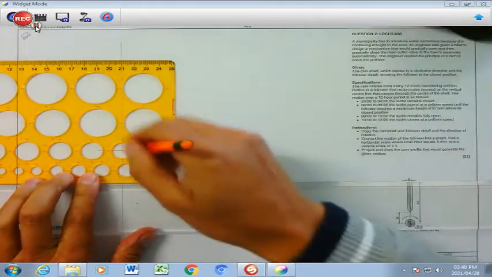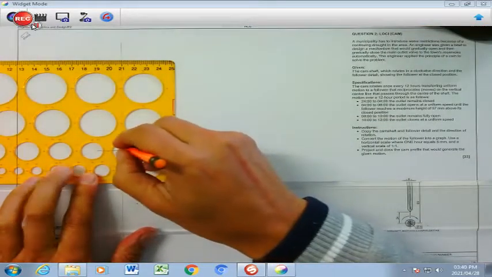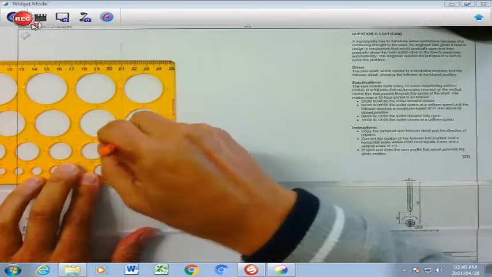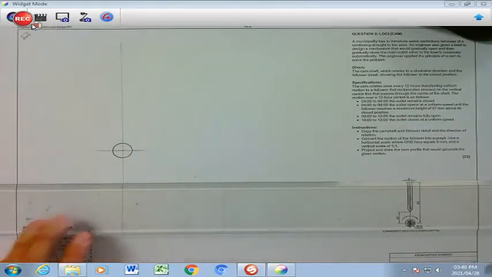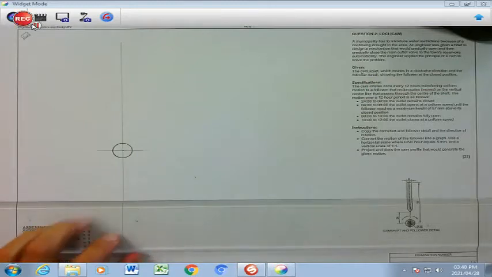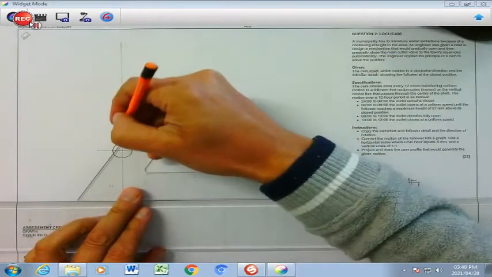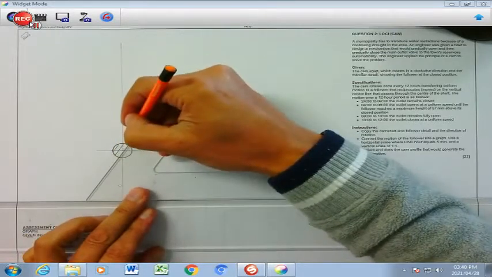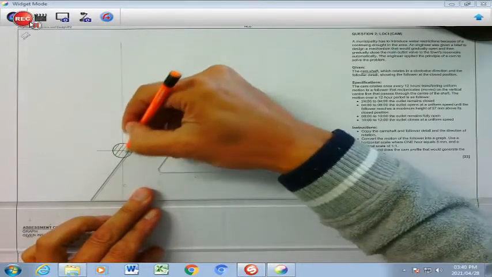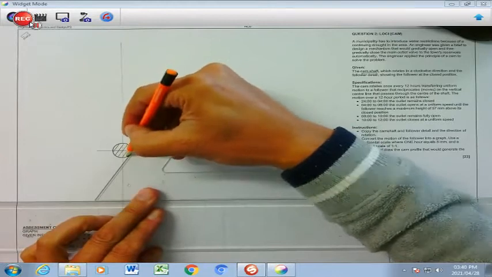I'm going to make sure that I draw my CAM shaft right there around that center point which I have there. What I like to do, because it's my CAM shaft, I'm going to highlight that by hatching it like that. That is my CAM shaft that I have there.